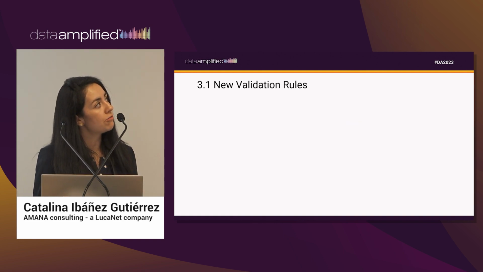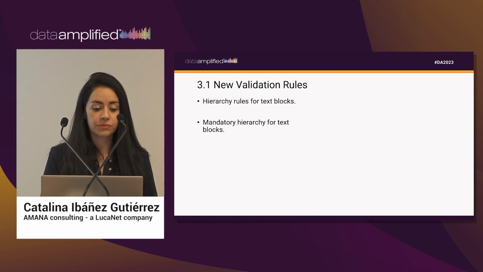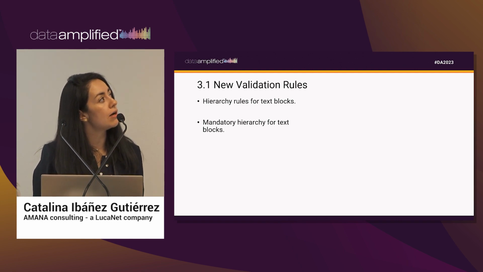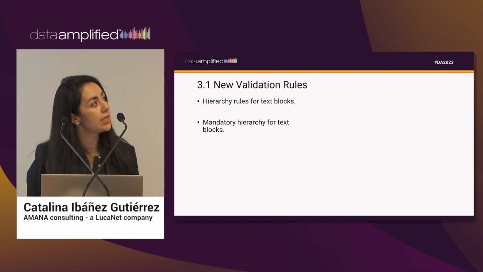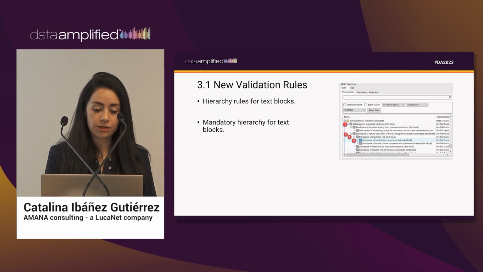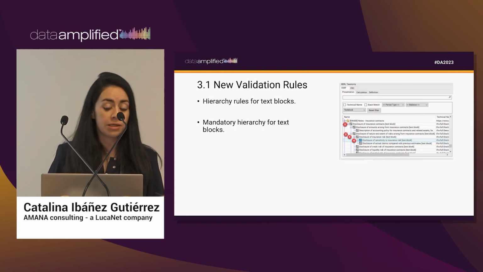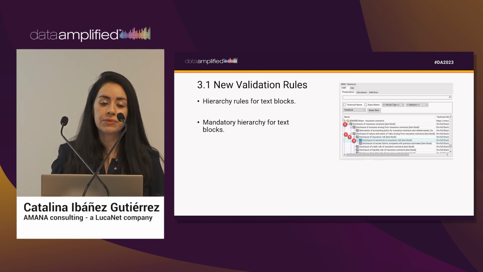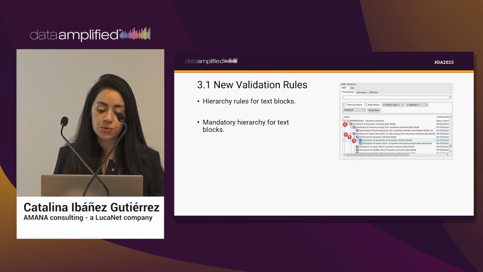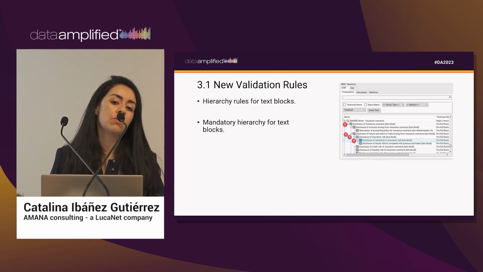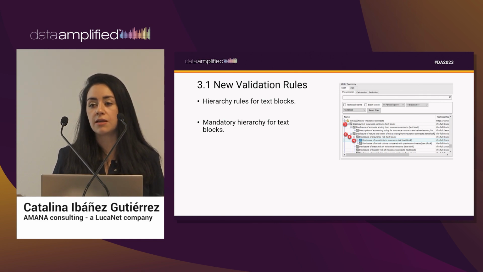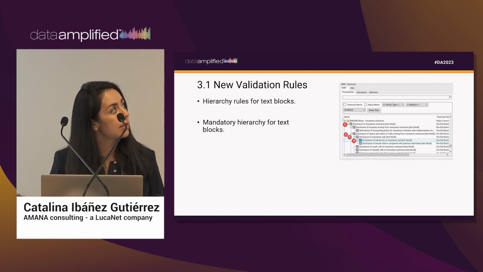Let me give you some ideas of new validation rules that we can have. We can have some hierarchy rules for text blocks, and we can say if these hierarchy rules are mandatory for text blocks. Let me give you this example. Here, this is the ESEF taxonomy, and we can see that we have certain levels where the text blocks are in the taxonomy. So we have 1, 2, 3, and 4. Let's say we decide to take number 4. The question is, if I take number 4, do I also need to tag number 3, number 2, and number 1? This is a question that the authorities need to answer. But this is something that we can also validate.